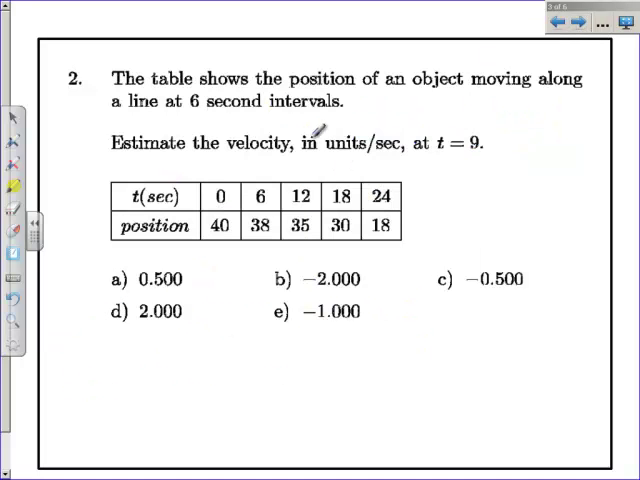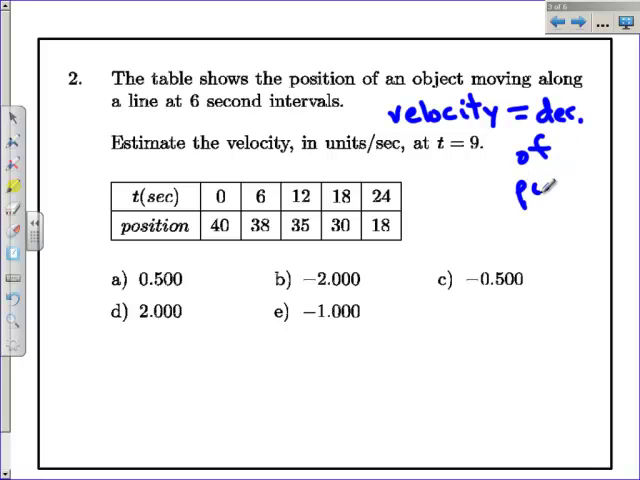Let's estimate the velocity. I've got the position of some object moving along a line, with 6-second intervals, and I want to estimate the velocity at t equals 9. Now you need to understand that velocity is the derivative of position.